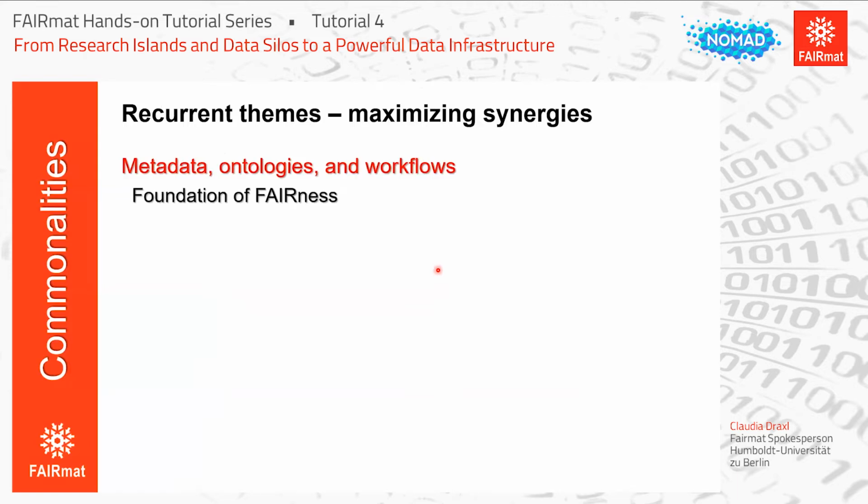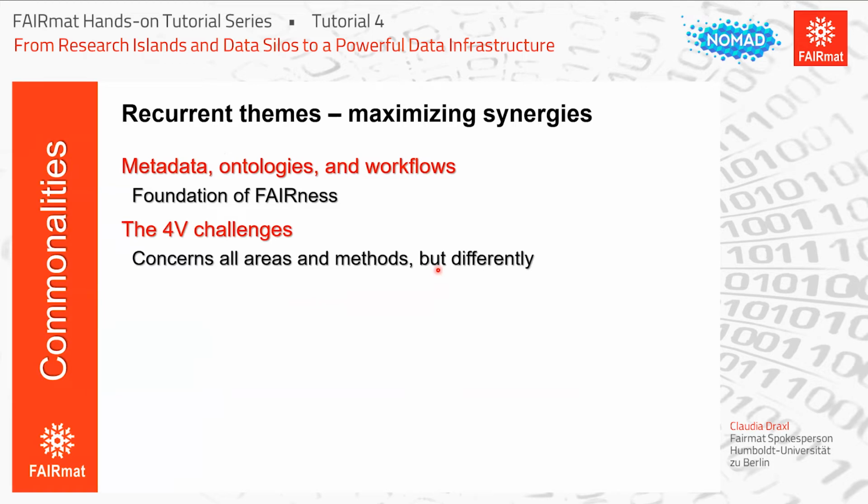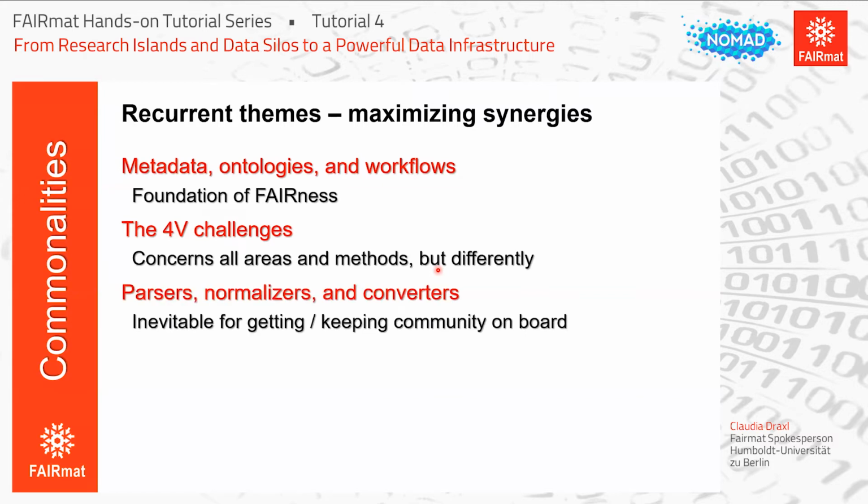One is metadata, ontologies, and workflows. Of course, you need to describe all the research data, and this is the foundation of FAIRness, so there's no way out. We are also concerned with the 4 V challenges of big data, and I think this hits us all, but the different methods are concerned differently. Then we need to deal with parsers, normalizers, and converters, because it's very important to not bother the community with new tools and new things that we develop. These tools should support the community but not bother them.